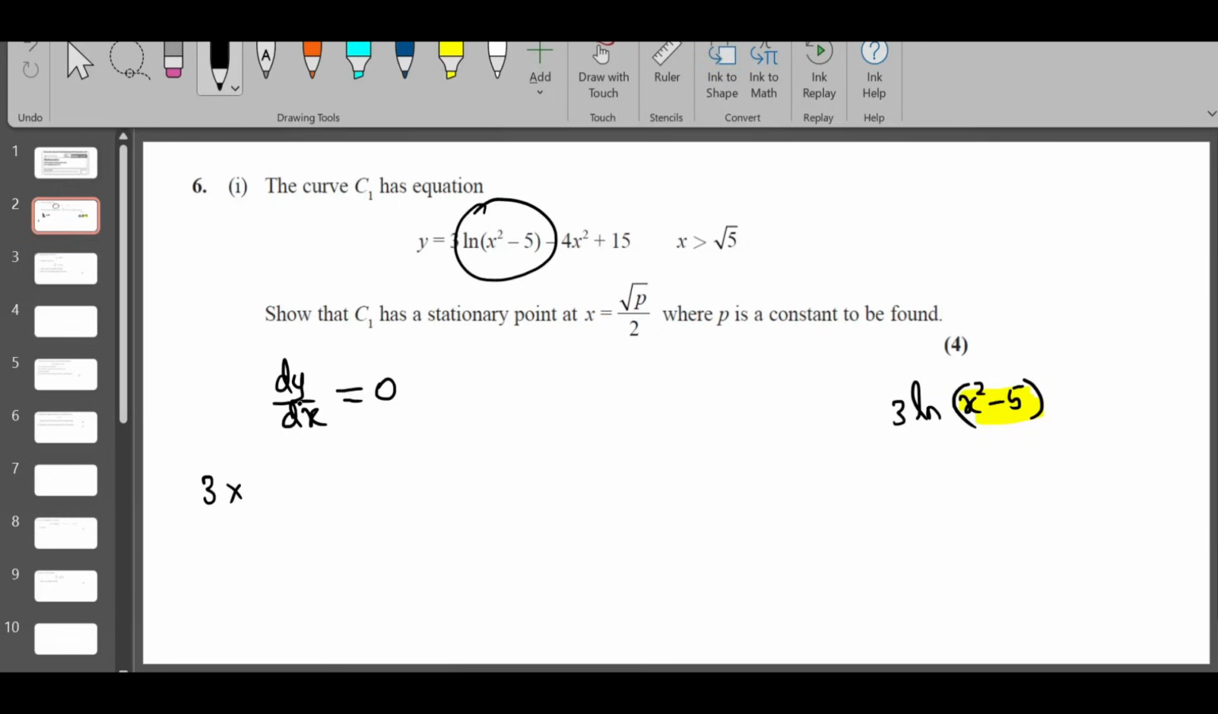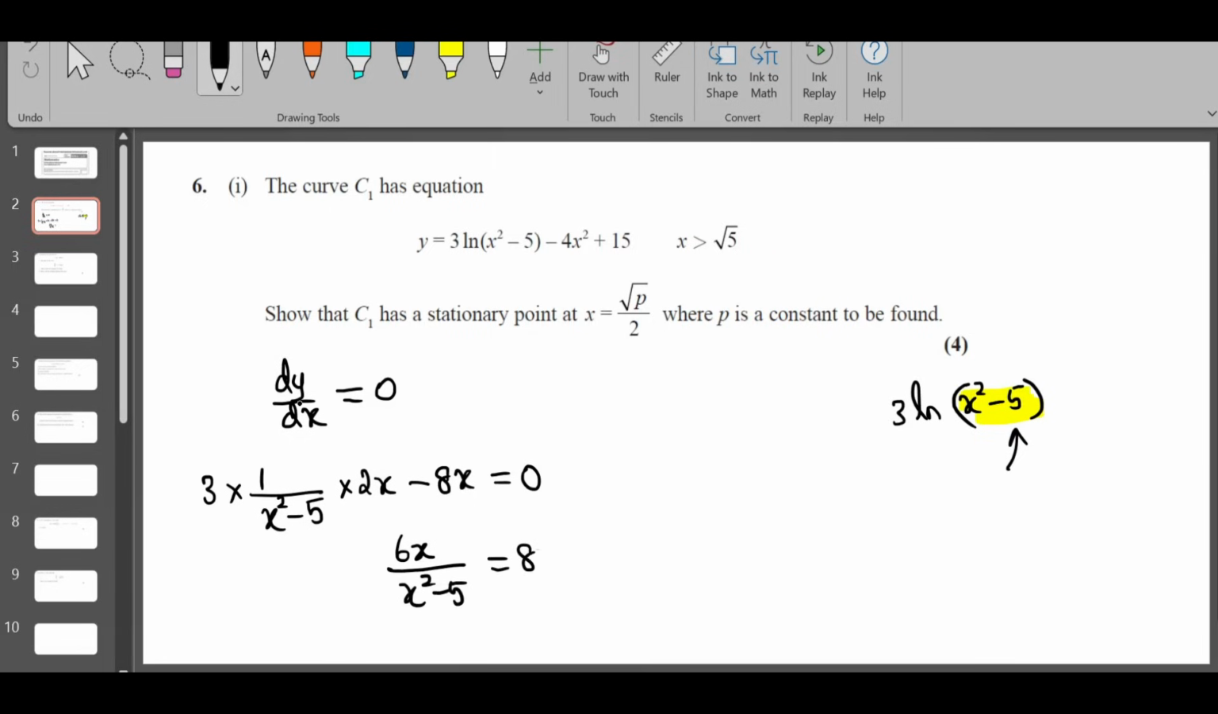Derivative of ln x is 1 over x times... You need to differentiate the highlighted one, so you will get 2x. Minus derivative of 4x square is 8x, 15 becomes 0, is equal to 0. So you get 6x over x square minus 5 is equal to 8x. Bring this term here. So you will get 6x is equal to 8x times, or multiply throughout by 8x, 8x cube minus 5 eighths of 40x.